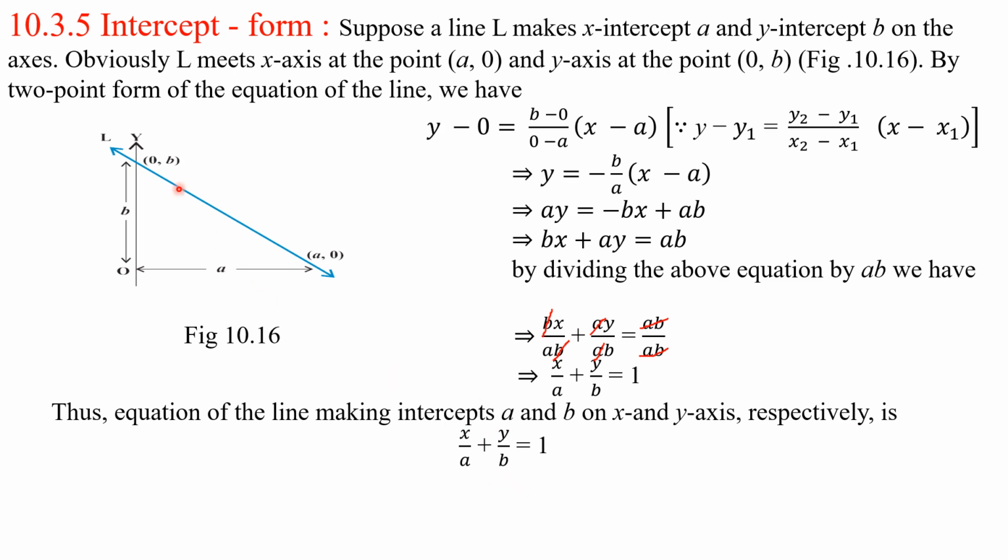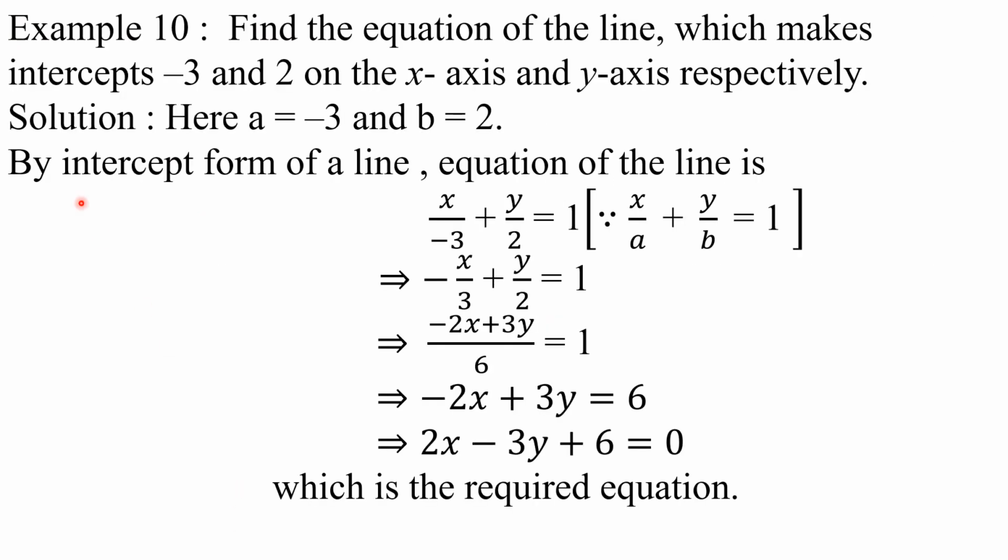Okay, my children? Right. To understand this concept well, let us take an example. Find the equation of the line which makes intercepts minus 3 and 2 on the x-axis and the y-axis respectively. Understood this question, my children?